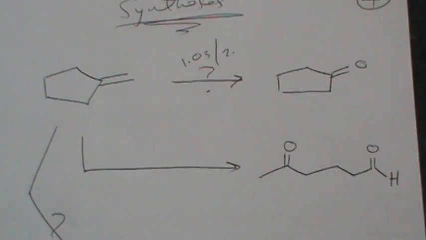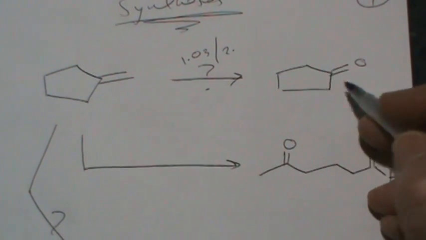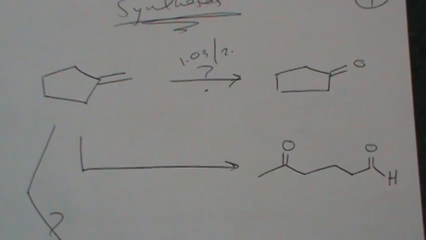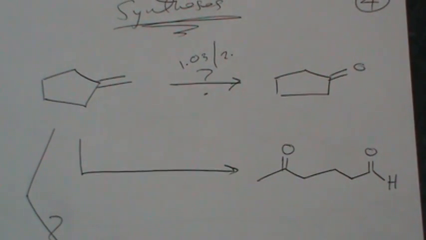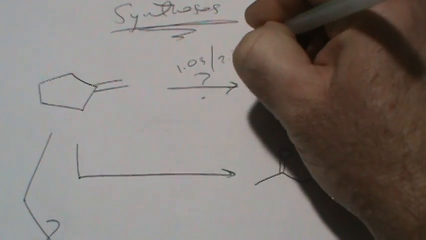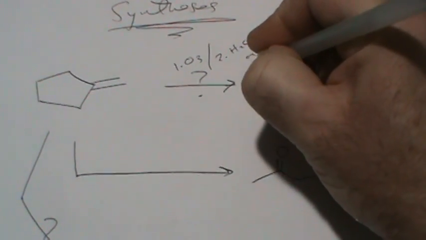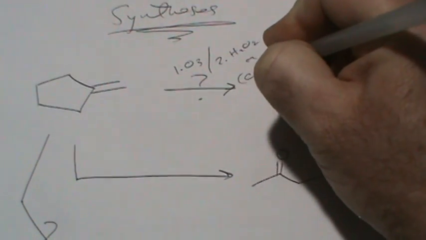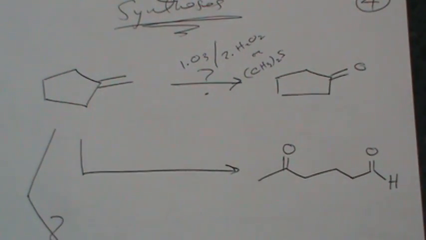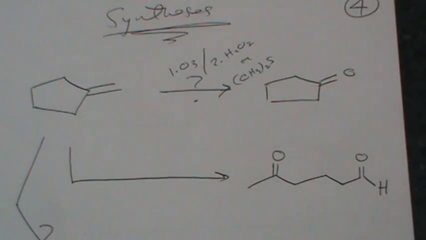The second step, as it turns out, because I'm producing a ketone, there are no carbon-hydrogen bonds on either side of that carbonyl. It doesn't really matter whether you use an oxidative workup or a reductive workup. So I'm just going to write down that you could use either an oxidative workup, H2O2, or a reductive workup, like, for example, dimethyl sulfide. Either one would work in this case.